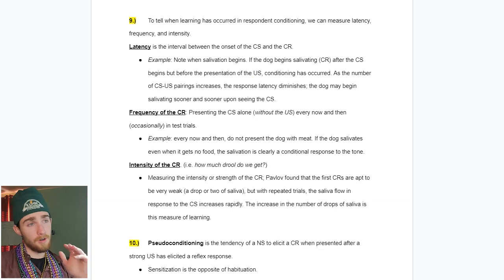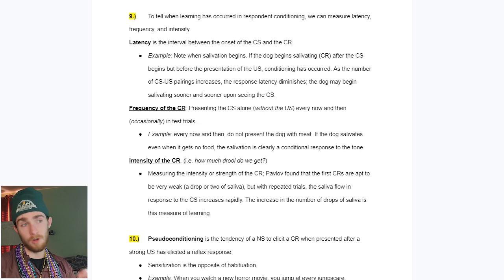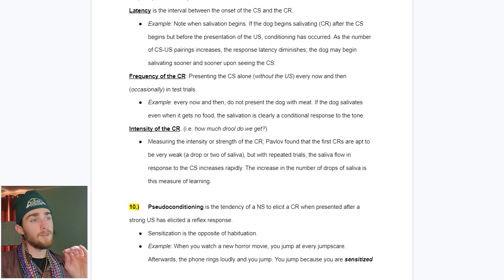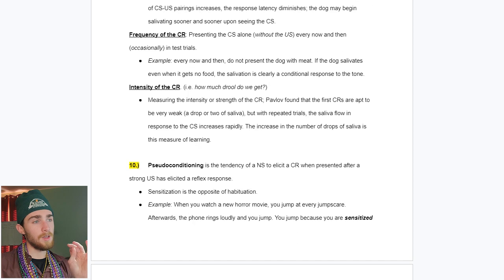To tell when learning has occurred in respondent conditioning, classical conditioning, we can measure latency, we can measure frequency, and we can measure intensity. Latency is the interval between the onset of the conditioned stimulus and the conditioned response. As the number of pairings increases, the response latency diminishes. Because as latency diminishes, we can say that the pairing between the conditioned stimulus and the unconditioned stimulus is stronger. Frequency of the conditioned response: presenting the conditioned stimulus alone every now and then in test trials will let us test how often the conditioned response occurs. And the third way that we can tell when learning has occurred is by the intensity of the conditioned response. So how much drool do you get?